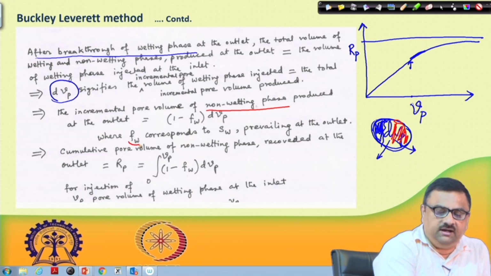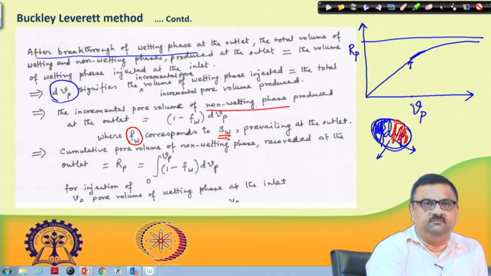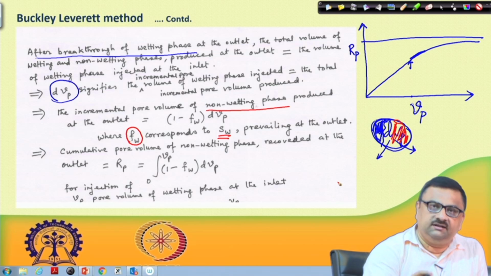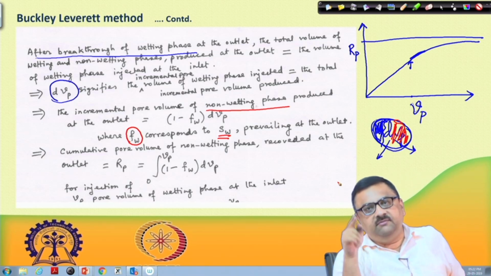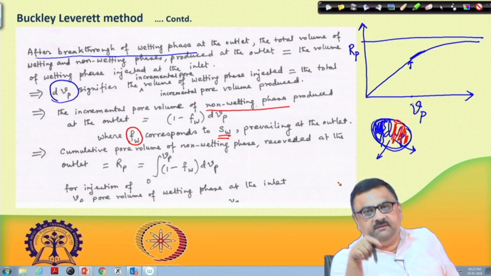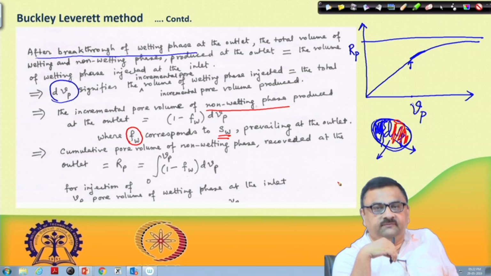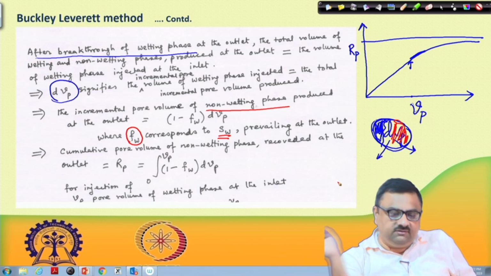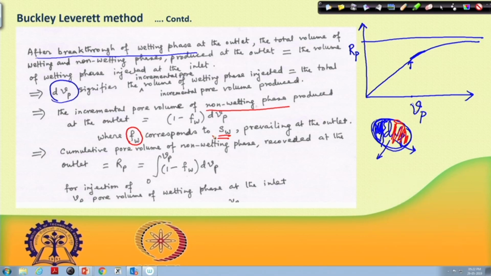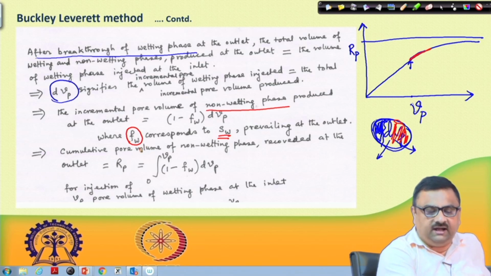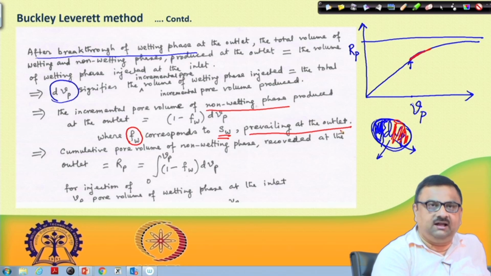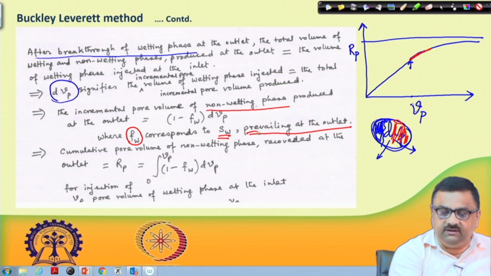Mind it, we already noted that this Fw corresponds to some Sw. We have looked at the Fw-Sw curve, and each value of Fw corresponds to some value of Sw. The relation comes from the definition of Fw, which is Kr by mu for the wetting phase divided by Kr by mu for the wetting plus Kr by mu for the non-wetting phase. That is what Qw by Qt is. Kr depends on saturation, and there are correlations available. So, we bring in those, and we know that Fw corresponds to some Sw. At the time of breakthrough or beyond, we are looking at the Sw that is prevailing at the outlet.